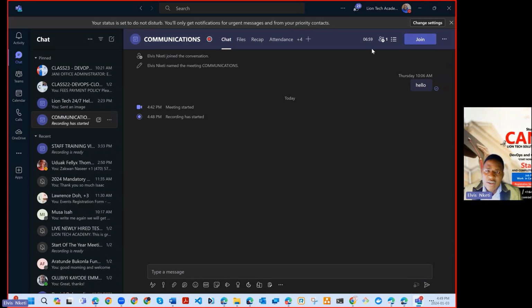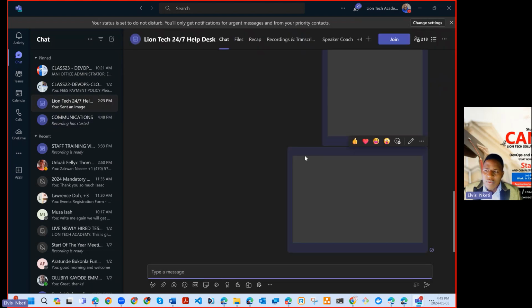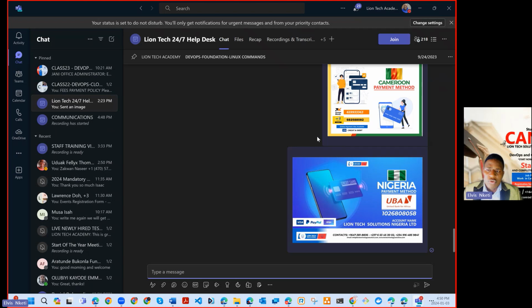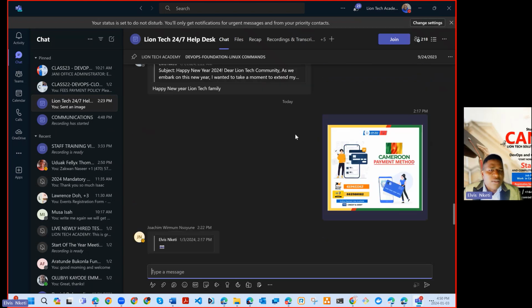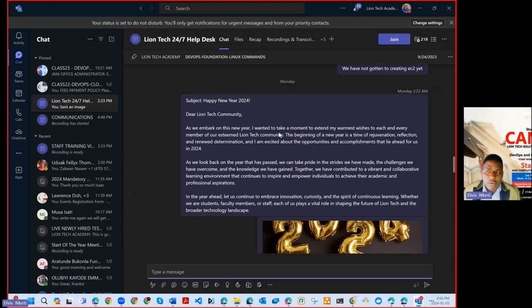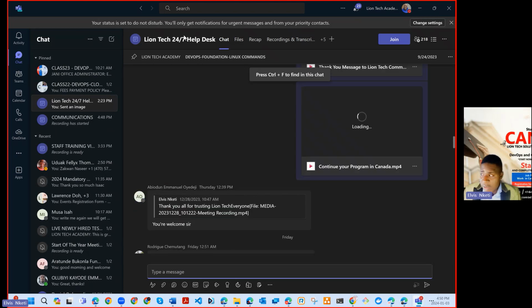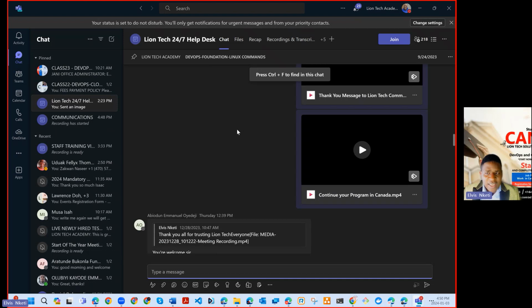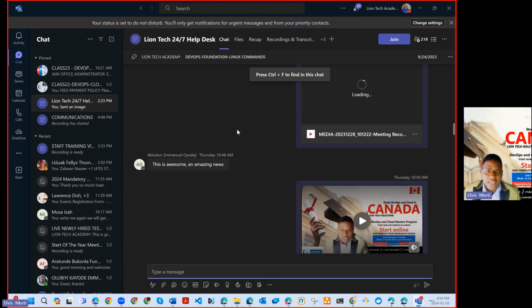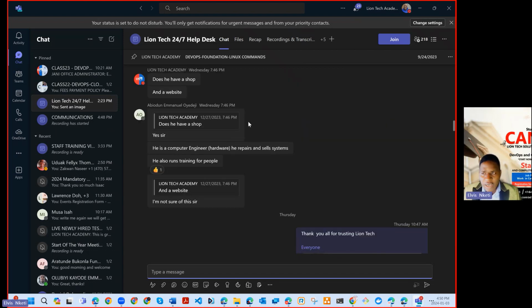When you log into our environment, you're going to see we have different class groups. You can see class 22, class 23 over there. And then we have the help desk. This help desk is where we troubleshoot with the students. If students have issues, they are able to post the issues here. And we have 24/7 help desk engineers who are assisting the students every step of the way, to make sure that they are not blocked at any time.